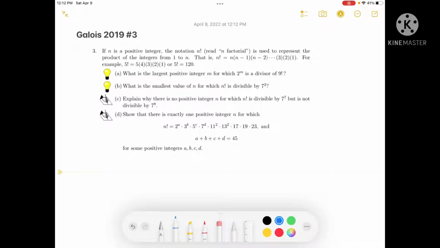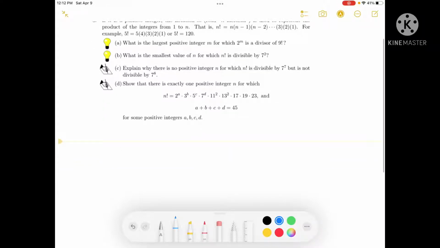Hello everyone, let's solve the Galois 2019 question 3 together. This is a number theory problem. We have a positive integer n, and the notation n factorial represents the product of integers from 1 to n. What is the largest positive integer m for which 2 to the power of m is a divisor of 9 factorial?